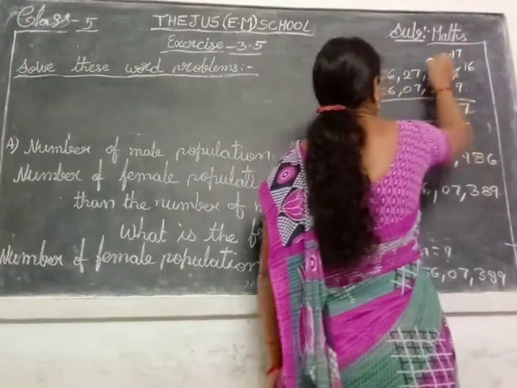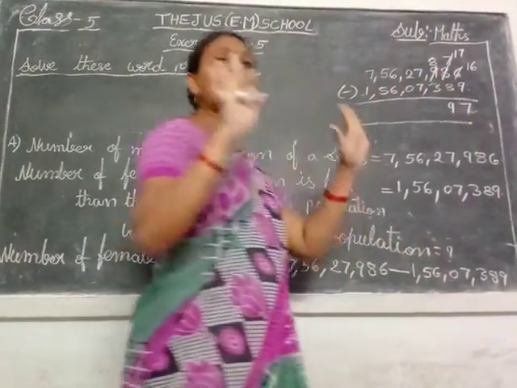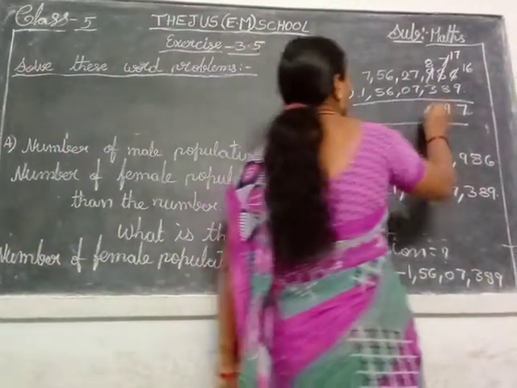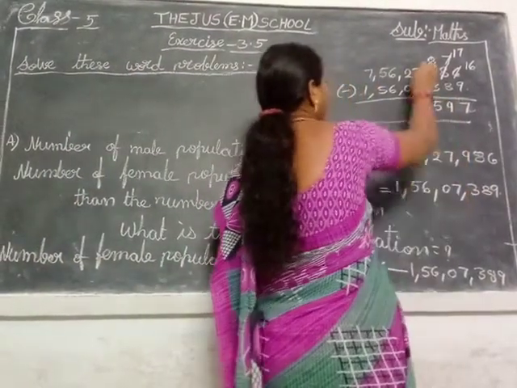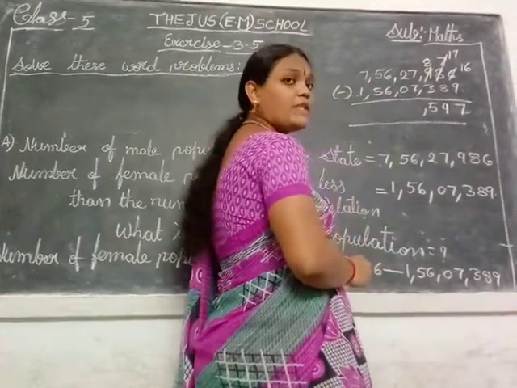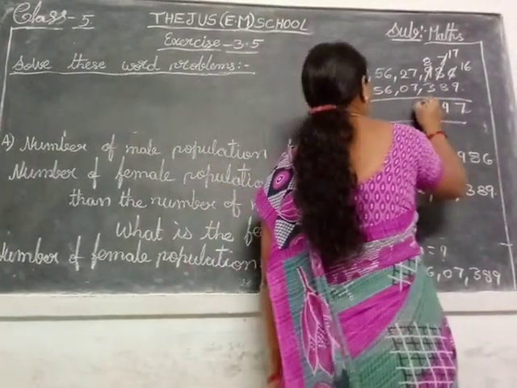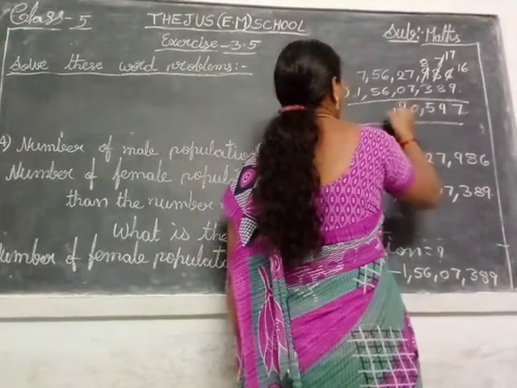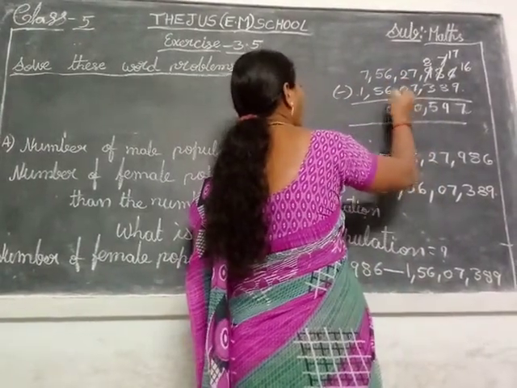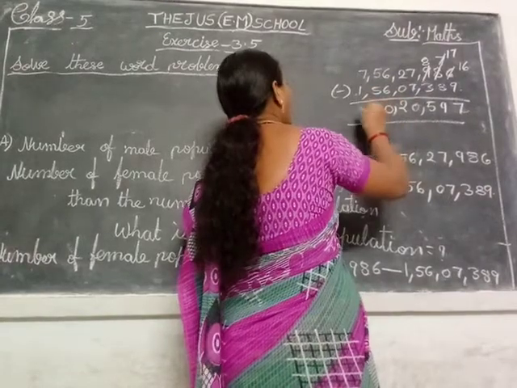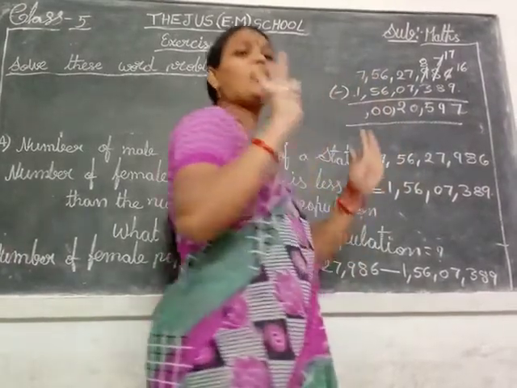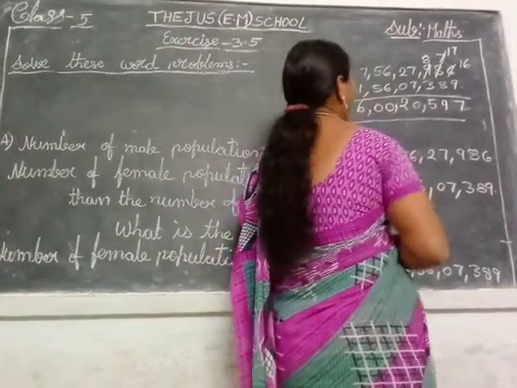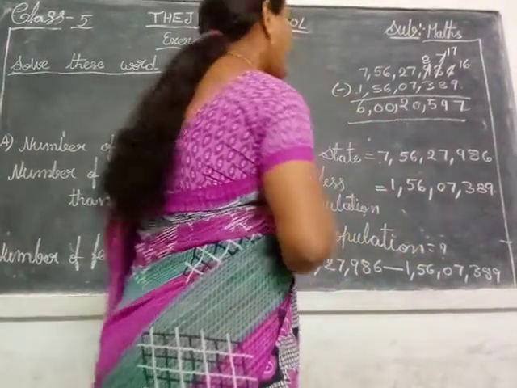Right here 9. 8 minus 3. Take 8 fingers, close 3 fingers. 1, 2, 3, close. Remaining 5. So 5. Put the comma. 7 minus 7, children. Take 7, close 7. 0. 0 is separated from any number, it becomes the same number. 2. 6 minus 6, 0. 5 minus 5, 0. Take 7 fingers, close 1 finger, remaining 6. So 6 crores 20,597 is the answer here.